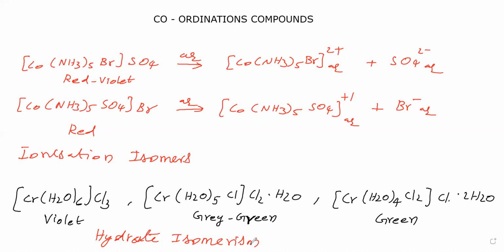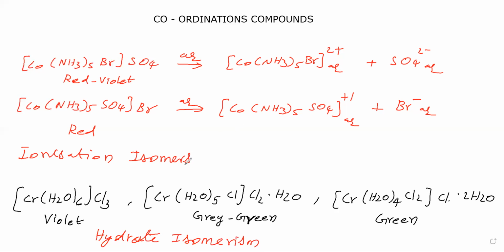So hydrate isomerism means the molecular formula should be the same, but the number of coordinated water molecules should be different, and the number of hydrated water molecules should be different. This is called hydrate isomerism. It is coming under structural isomerism.